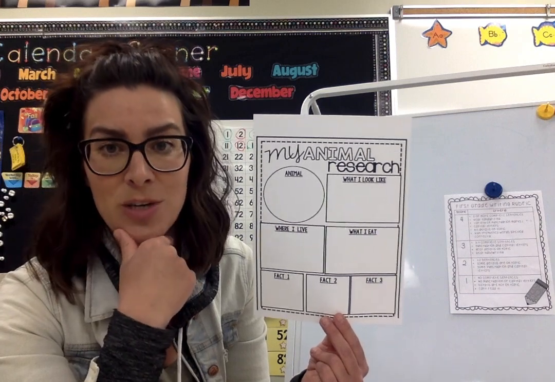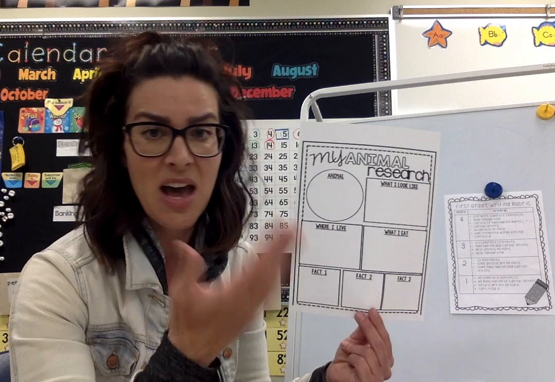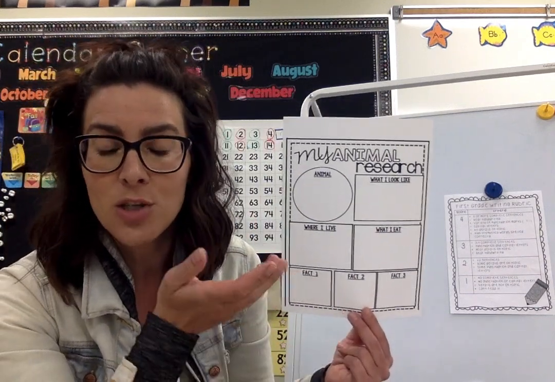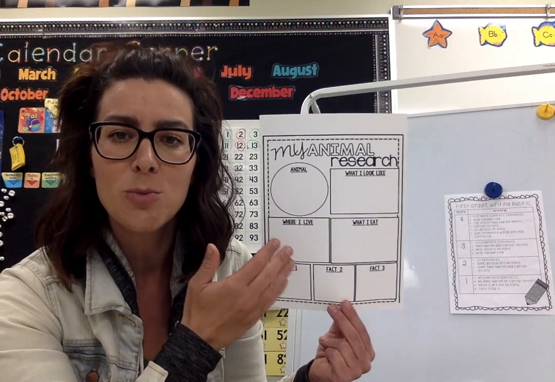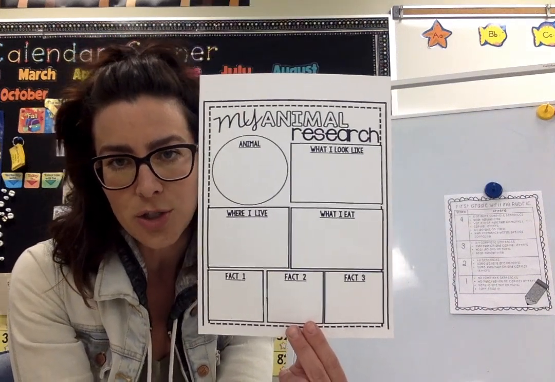Something that somebody's going to read and go, whoa, I had no idea that animal did that, or that's where they lived, or how they had their babies, or whatever it might be. But what are 3 super cool facts? So this is one of your options for animal research, okay?